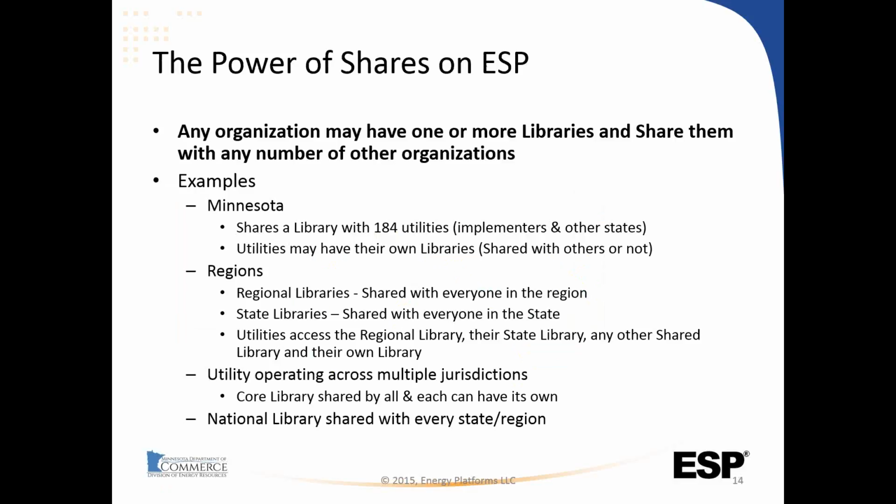For us, on the power of the collaboration of shares on ESP, I really just want to highlight the share aspect, which is that any organization may have one or more libraries and share them with any number of organizations. So what that could mean, as we've talked about in Minnesota, is that Minnesota builds a library and shares it with 184 utilities, as well as their implementers. And Minnesota has also offered to share its TRM with its smart measures with other states.